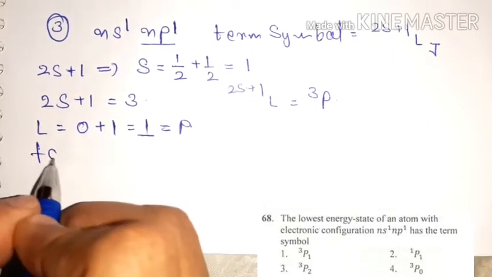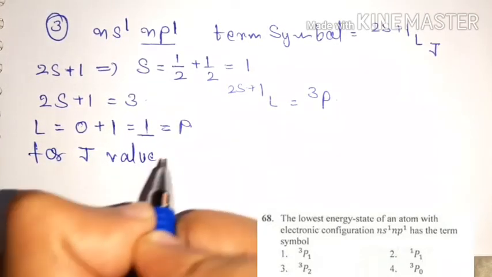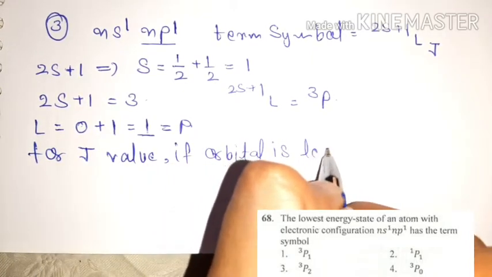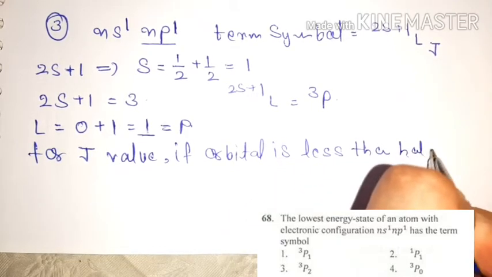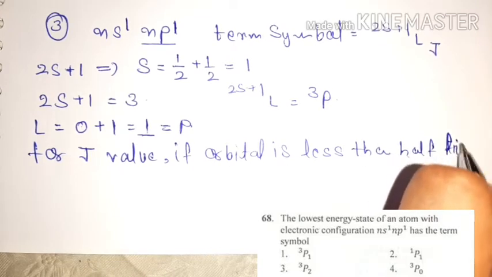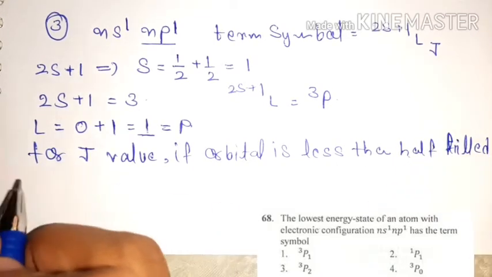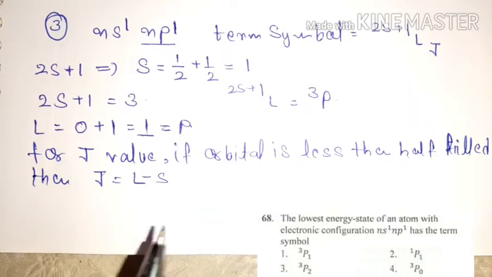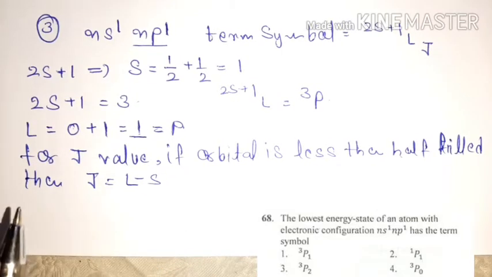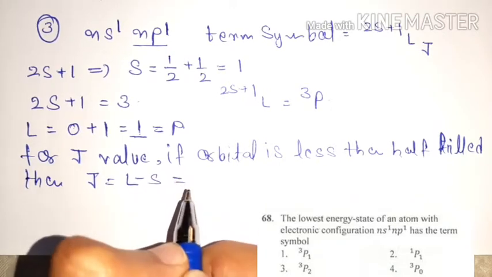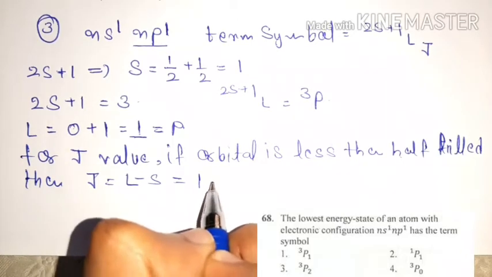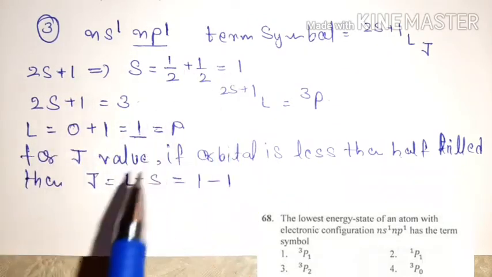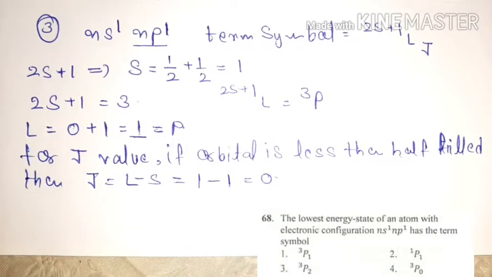So here we use the condition J is equal to L minus S. We can write here that for finding the J value, if the orbital is less than half filled, then J will be L minus S. If the orbital is greater than half filled, then the value of J is L plus S. So here we use J equals L minus S. The value of L is 1 and the value of S is 1. So the value of J will become 0 for this electronic configuration.